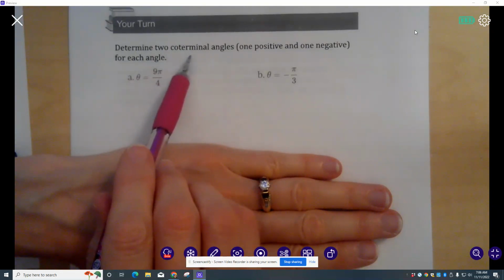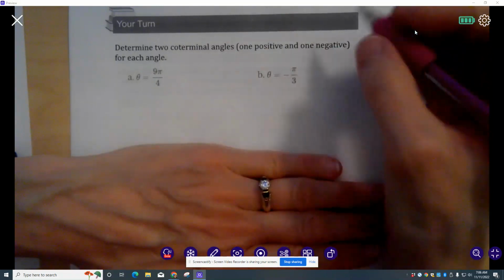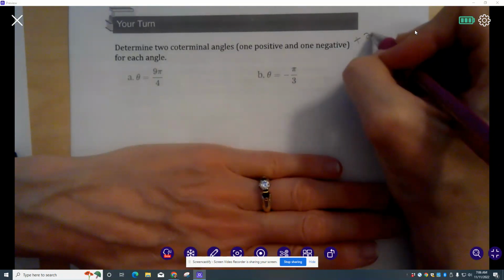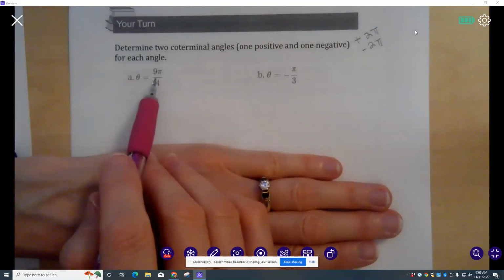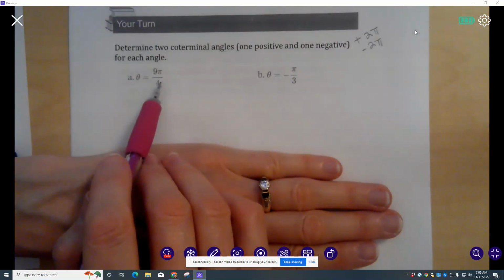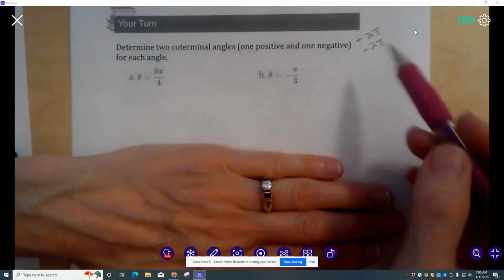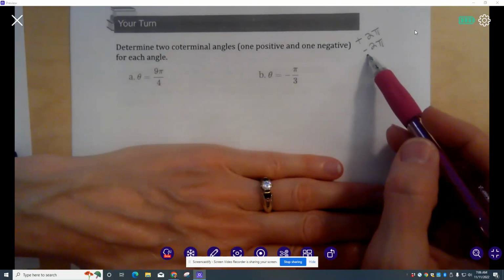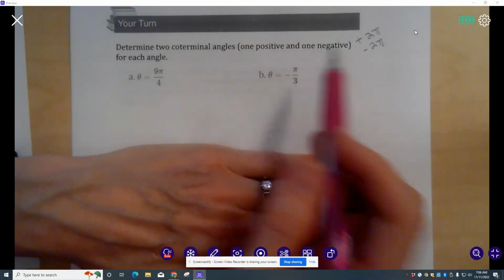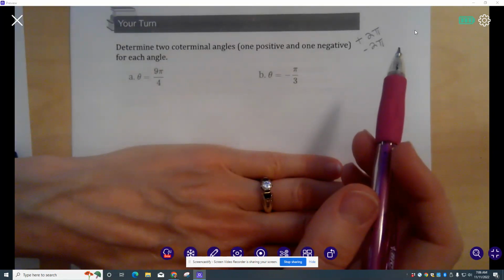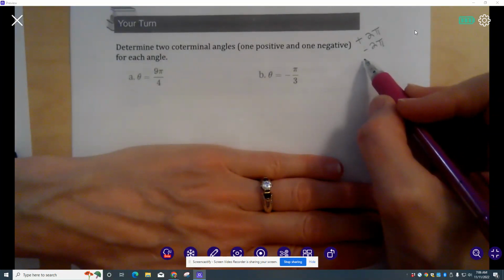So this says determine 2 coterminal angles, one positive and one negative. Remember, you're going to add 2 pi or subtract 2 pi. If you add 2 pi and you get another positive angle, that will be your positive. If you subtract 2 pi and you get a negative angle, then you're done. You have one positive and one negative. Say you subtract 2 pi and you still have a positive angle, then you can subtract 2 pi again.